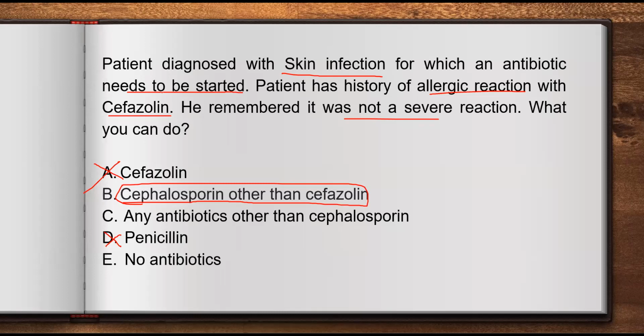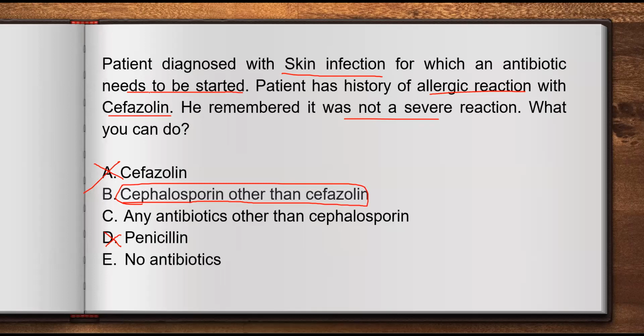So this is like reading the mind of the examiner. That's also important in this sort of MCQ. You just need to think, what would you do if you were an examiner? What are you looking for? You should obviously look for whether the candidate knows that if someone has a cefazolin allergy, they can take other cephalosporins or not.